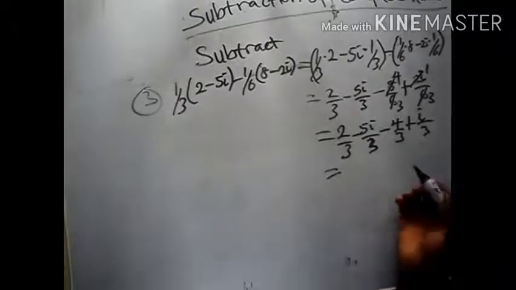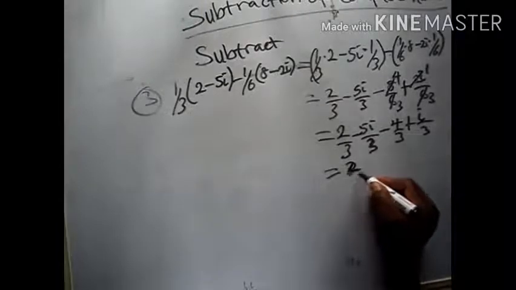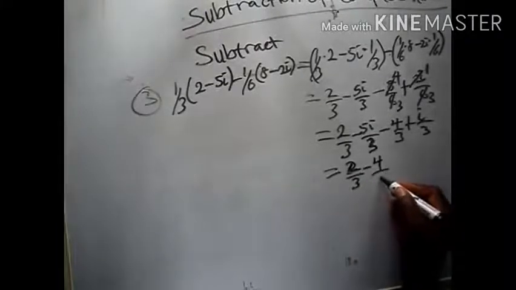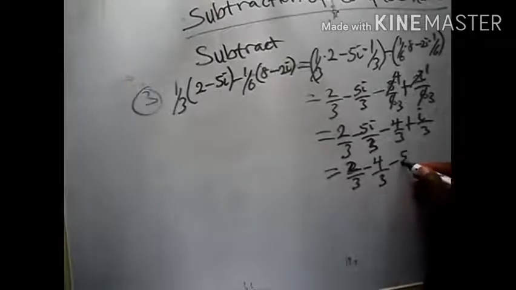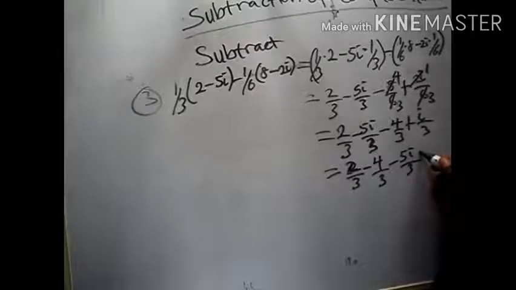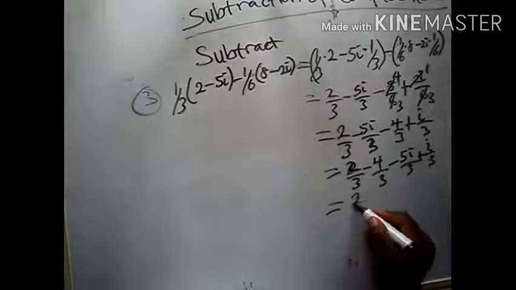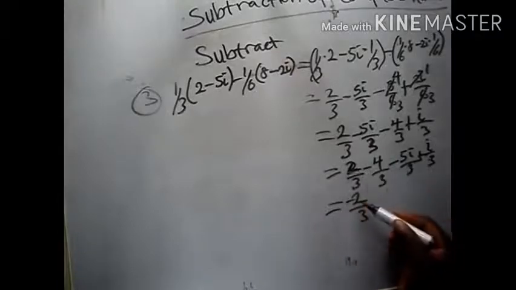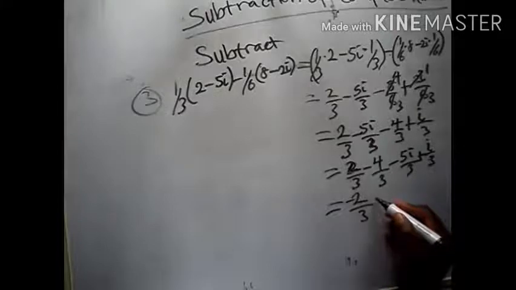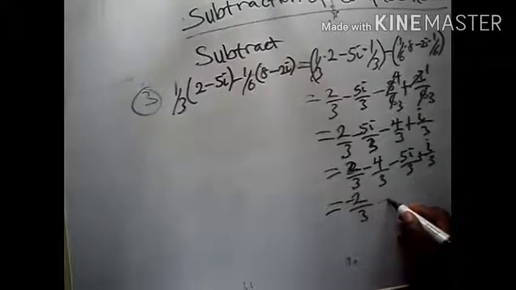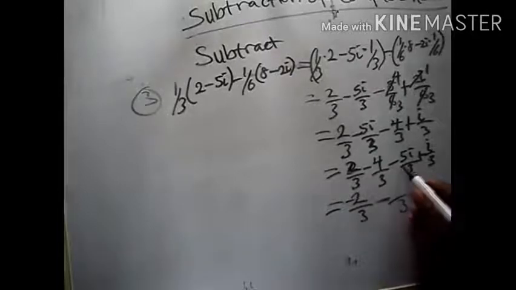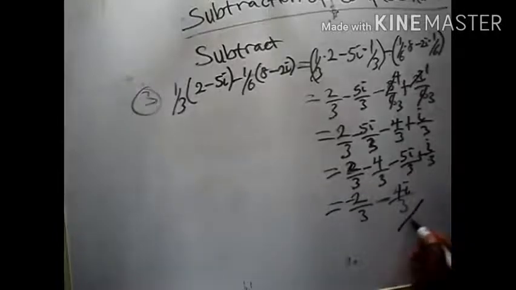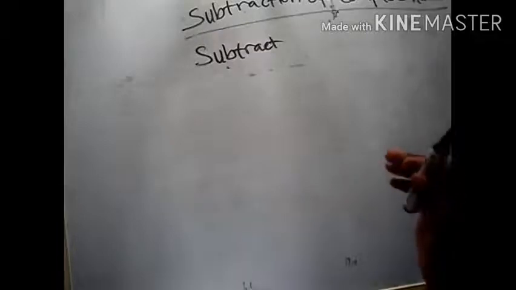Now let's collect the like terms. So 2 over 3 minus 4 over 3, and minus 5i over 3 plus i over 3. Here we have minus 2 over 3, because the LCM is 3, and then 2 minus 4 we have a minus 2. Here the LCM is also 3, so we have minus 5 plus 1, we have our negative 4i over 3. So this is your answer. Now I hope you understand how subtraction of complex numbers goes.